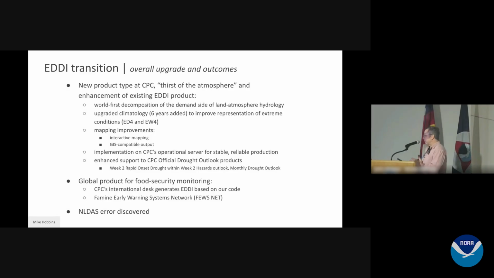That will be ongoing and mainly happen at the CPC. The products particularly are the week 2 rapid onset drought that's inside the week 2 hazards outlook, and then the monthly drought outlook. We've only been talking about CONUS, but there's also a global EDDI that the CPC's international desk operationalized on code we gave them. So they produce it for food security, to support their international desk efforts. We also produce it here for the Famine Early Warning Systems Network.